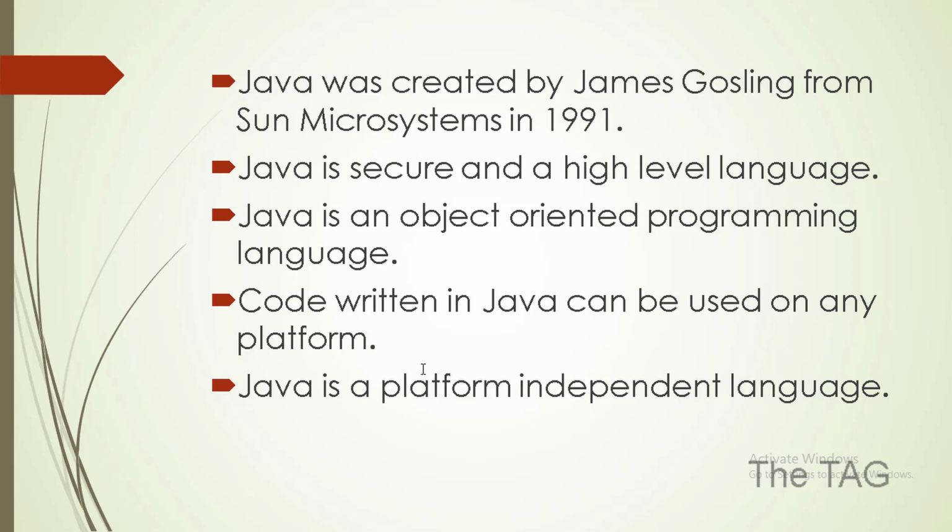Java is platform independent, which means it can run on different platforms like Windows, Mac, Linux, Unix. Java is simple, secure, platform independent and object oriented. We will discuss other features of Java in our upcoming videos. Now let's get into details.